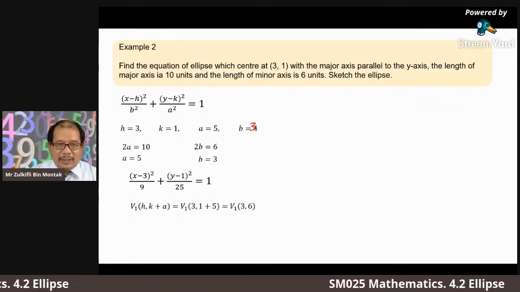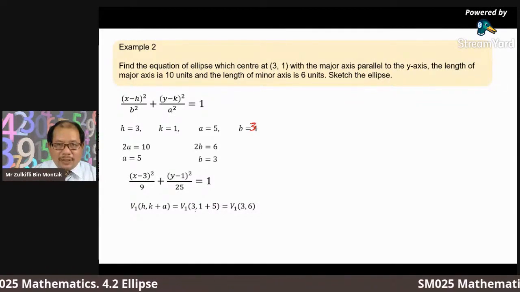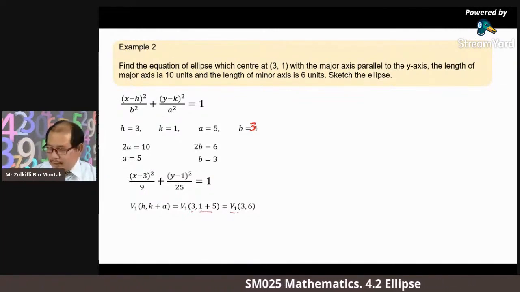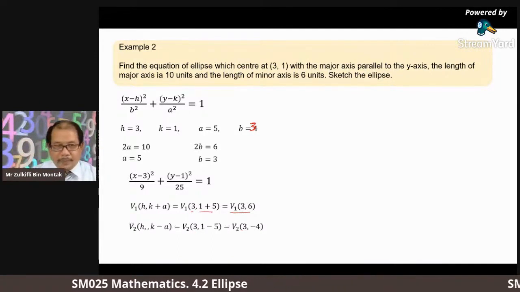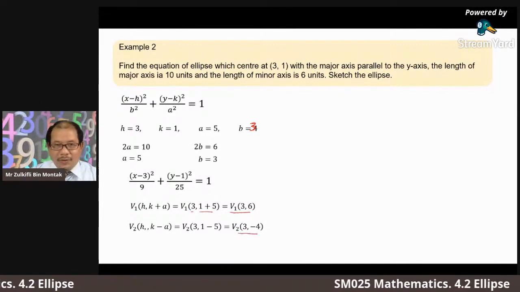(h, k plus a), where h equals 3 and a equals 5. So (3, 1 plus 5). We have the first vertex (3, 6). The second vertex is (3, negative 4).